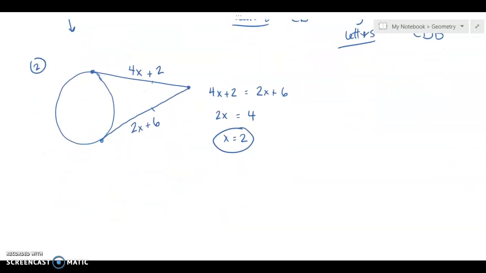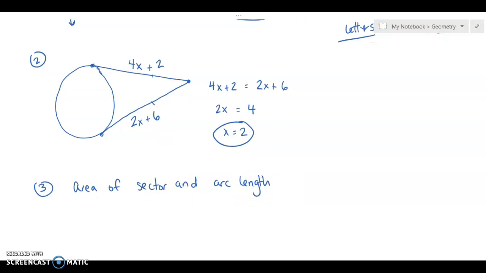All right. Let's see, what else did we learn? Something else you learned about was area of a sector and arc length. All right, so those are the next two things we're going to focus on.